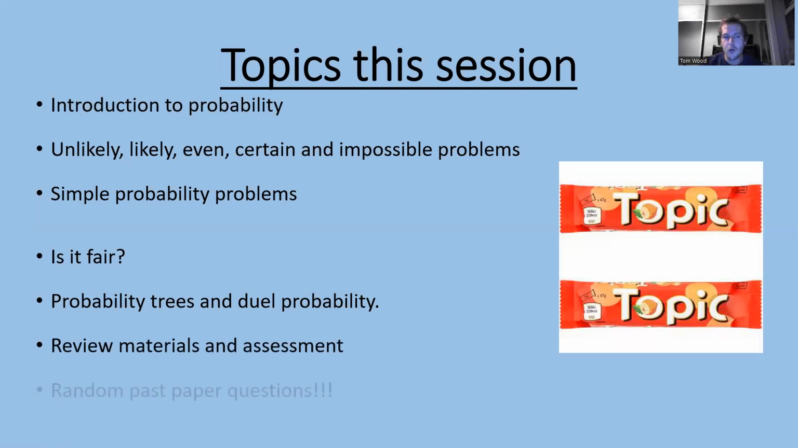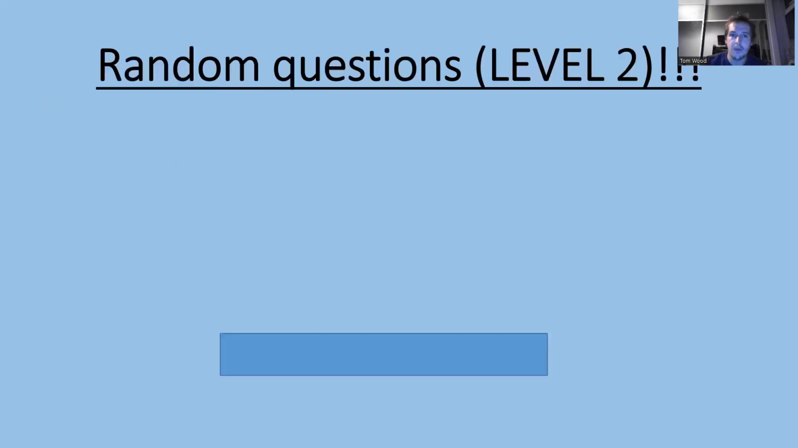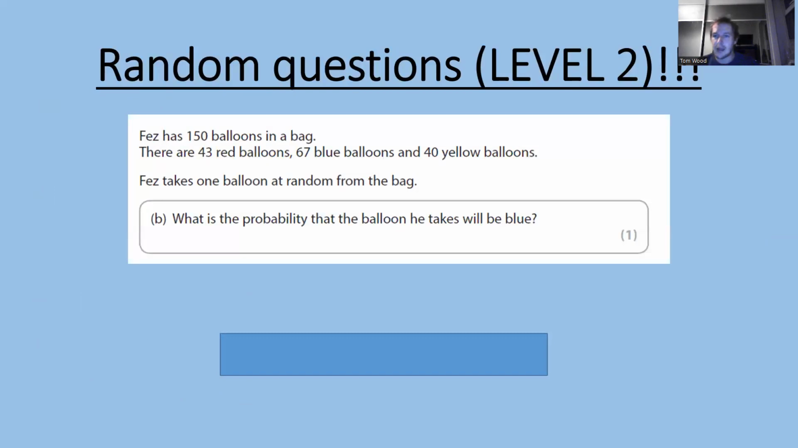Okay, so before we go on to our review, there are some random past paper questions. We're not going to look at all of them. I just want to put up one for you because this question is to do with probability. This is an exact question from an exam, and it is a level 2 question for 1 mark. There's no tricks with it. Have a quick look. Let me know what you think, and it is on the calculator as well.